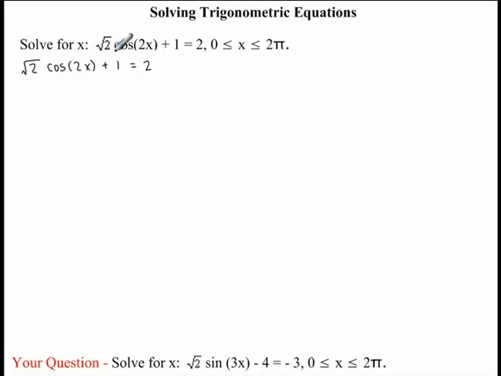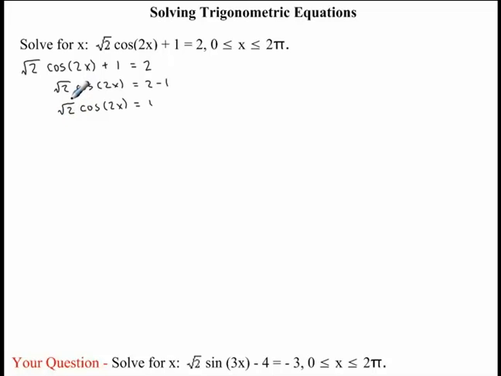Isolating for cos of 2x, I'm going to bring this one to the other side of the equation. This will give us the square root of 2 times cos of 2x is equal to 2 minus 1. Now 2 minus 1 is simply 1. So our next line, I'm going to leave the left-hand side as is, but it will now equal 1. Simplifying this.